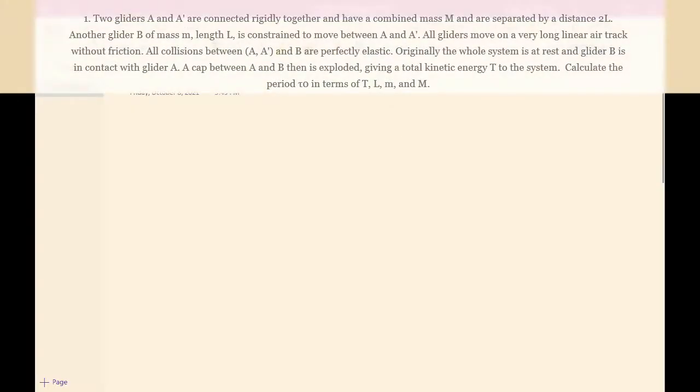Okay, hello everyone. I'll be going over the problems now. So for the first problem, basically we have something that looks like this.